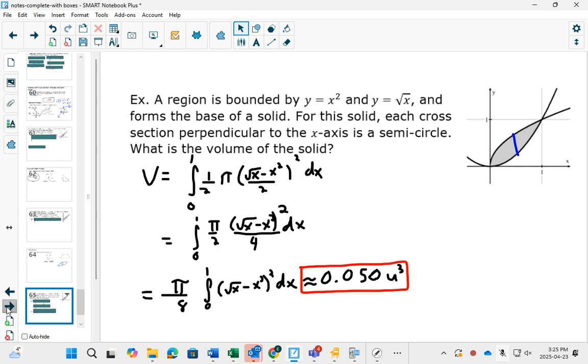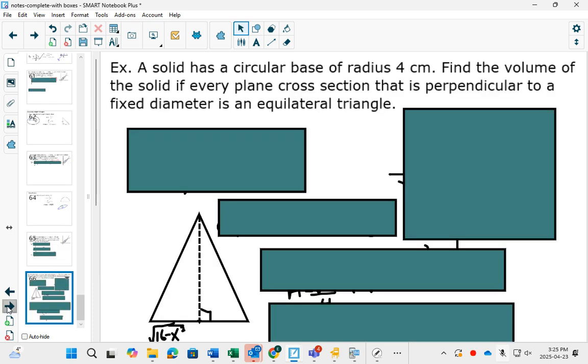Last example of your notes. You ready? Good? Everybody good? Yes? Okay. A solid has a circular base of radius 4 centimeters. Find the volume of the solid if every plane cross-section that is perpendicular to a fixed diameter is an equilateral triangle. The visualization of this one is going to be the most difficult.